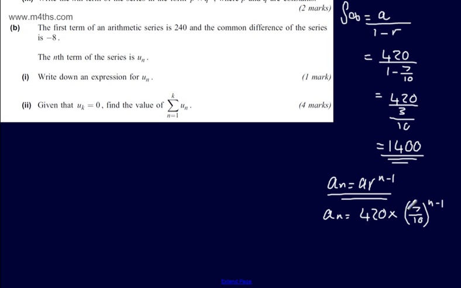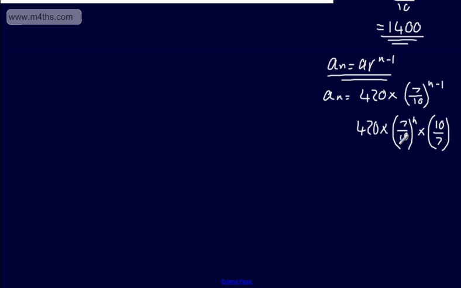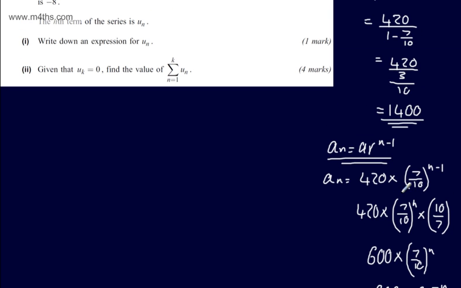I'm going to use the rules of indices here and split this up. So I can write that this will be 420 times 7 over 10 to the power of n multiplied by 7 over 10 to the power of minus 1, which would give us the reciprocal, 10 sevenths. Lots of different approaches. This is one possibility, and I'm sure the mark scheme has a whole host of different ways. So 420 over 7 gives me 60 times 10, so we can say 600 multiplied by 7 tenths to the power of n, or if you like, 600 times 0.7 to the n. Entirely up to you. That's one form it can be written in.